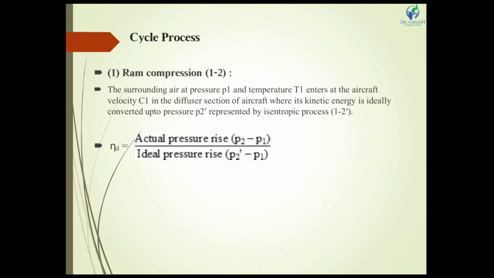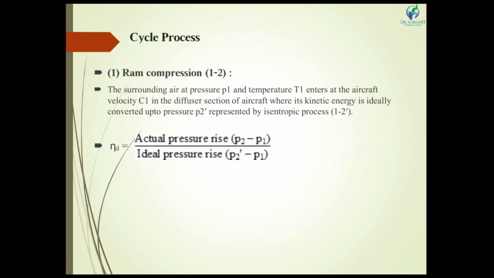First process is ram compression. The air velocity is kinetic energy and passes into the propeller, which converts kinetic velocity to pressure energy. The surrounding air pressure P1 and temperature T1 enter at the aircraft velocity C1. This portion is known as the diffuser section, where the kinetic energy is ideally converted into pressure energy P2 dash, represented as an isentropic process. Isentropic compression occurs in the propeller diffuser part.